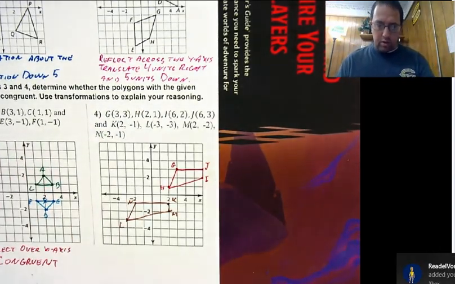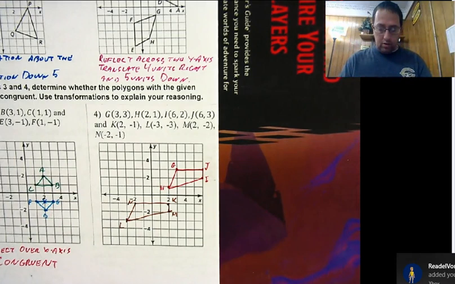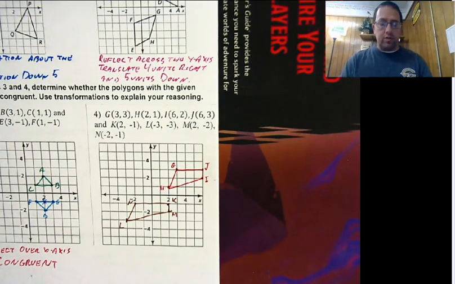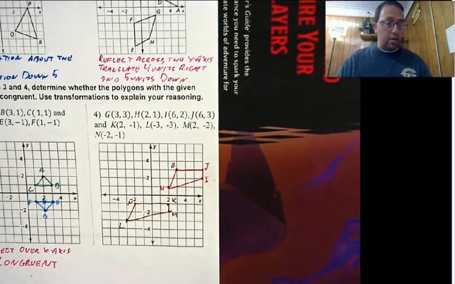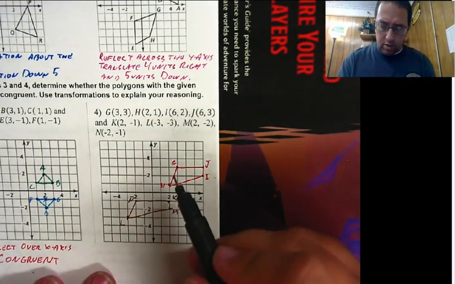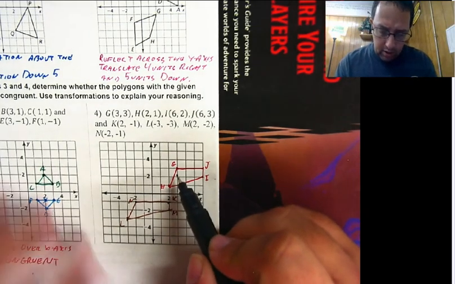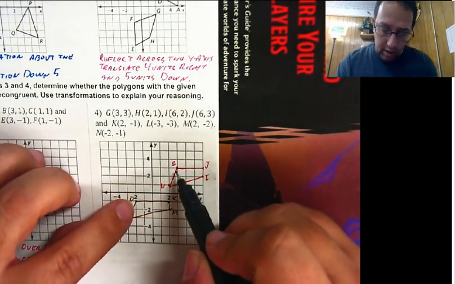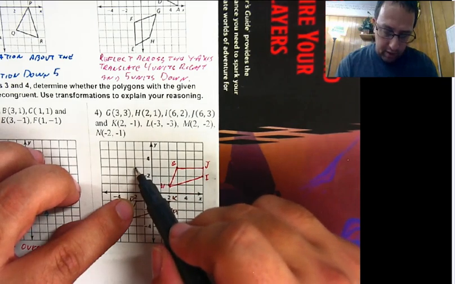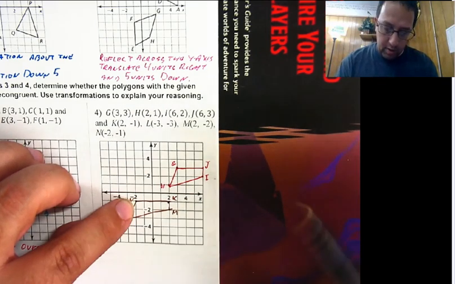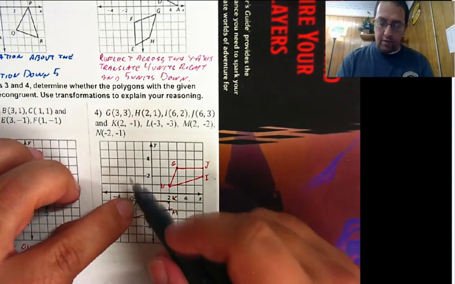All right, so let's see. Are these congruent? Can I do a congruence transformation to get from one to the other? Let's see. So, looks like maybe a slide, maybe. So let's try G. G would go to N, and that is a translation over 1, 2, 3, 4, 5, and down 1, 2, 3, 4. So left 5, down 4.